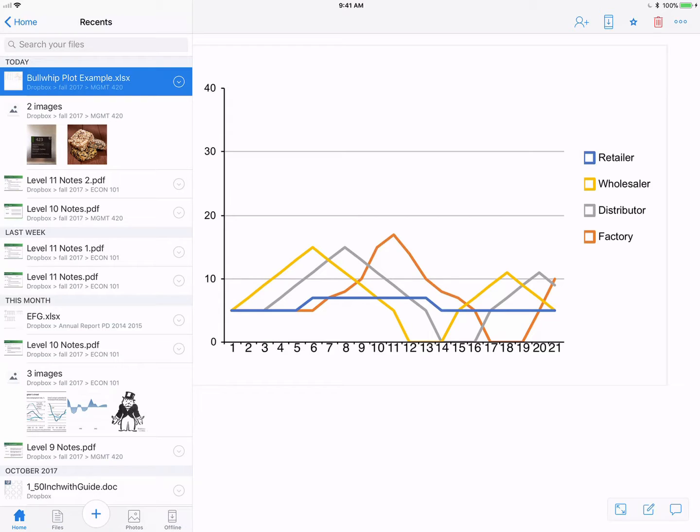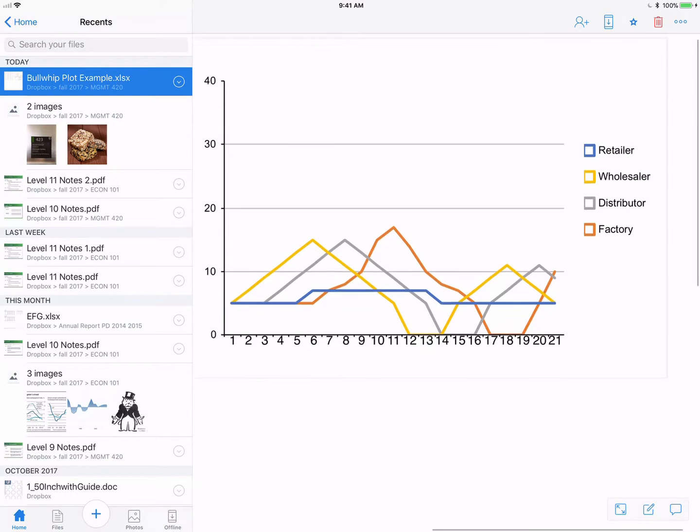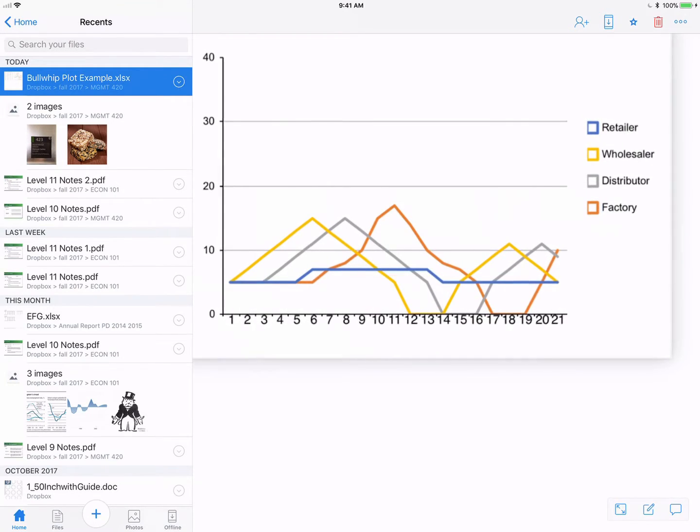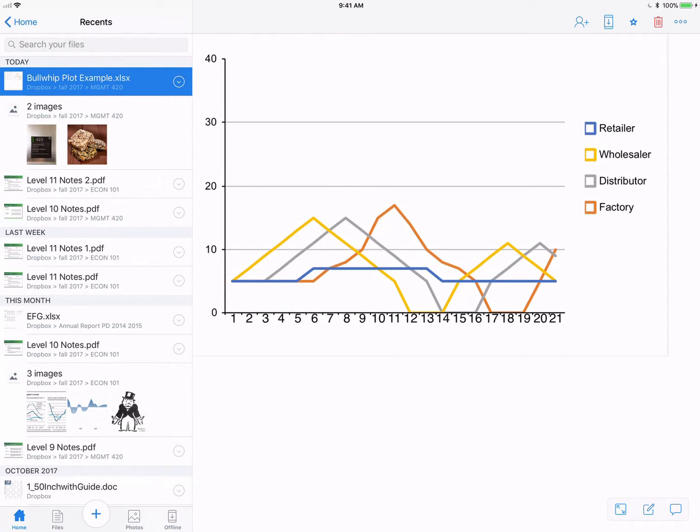So this bullwhip effect shows that there's this kind of ripple effect: the further you are away from the customer, the more you're going to see this exaggeration in terms of too much inventory and too little. And notice how it progresses. It starts with the wholesaler, then the distributor, then the factory, then everyone starts to pull back, and then it ramps back up again. So if you think about a bullwhip, if you slapped a whip, that kind of wiggle that happens, that's what we're seeing here on the graph.